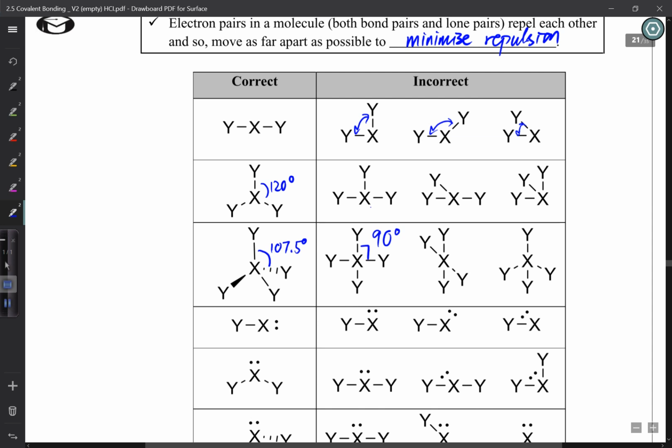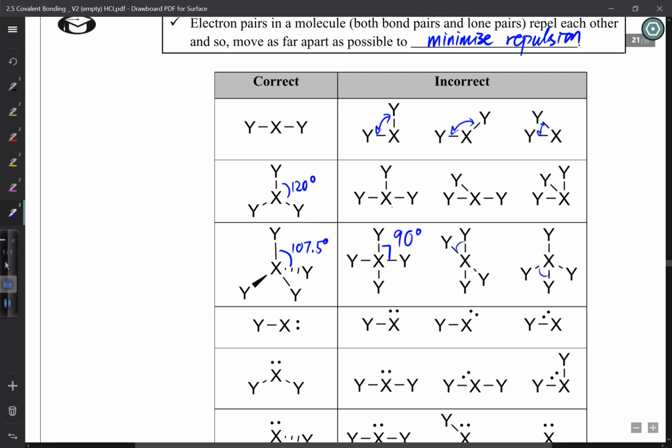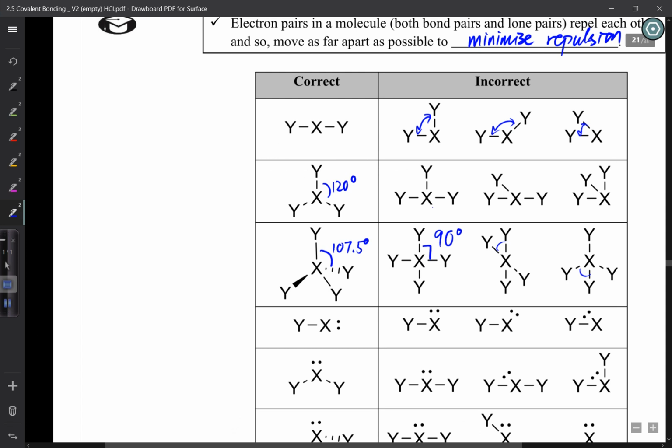So the same goes for this, you'll experience a lot of repulsion. You experience more repulsion, right? Remember, this is a 2-dimensional way, correct? For a 2-dimensional way, the maximum that you can get is 90 degrees apart from each other.